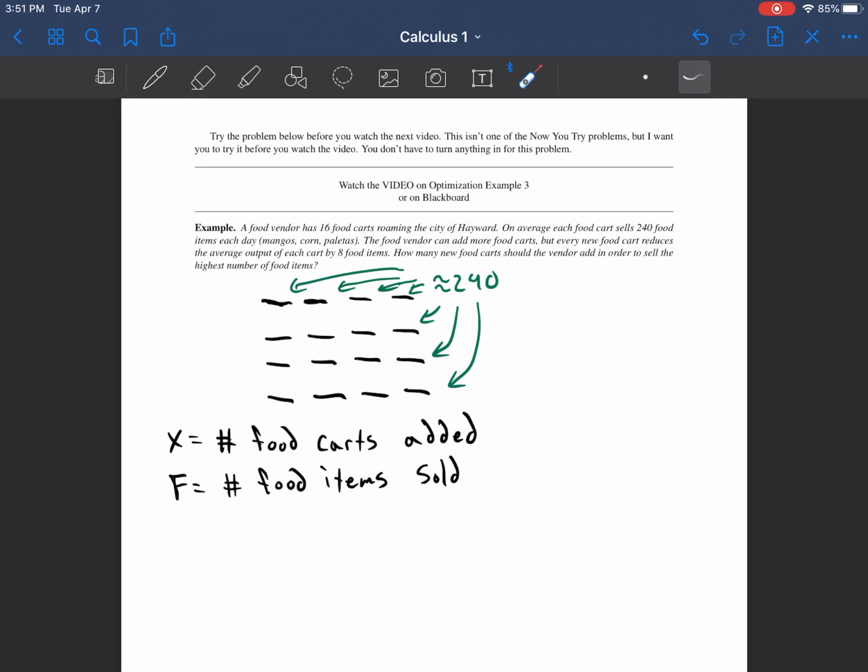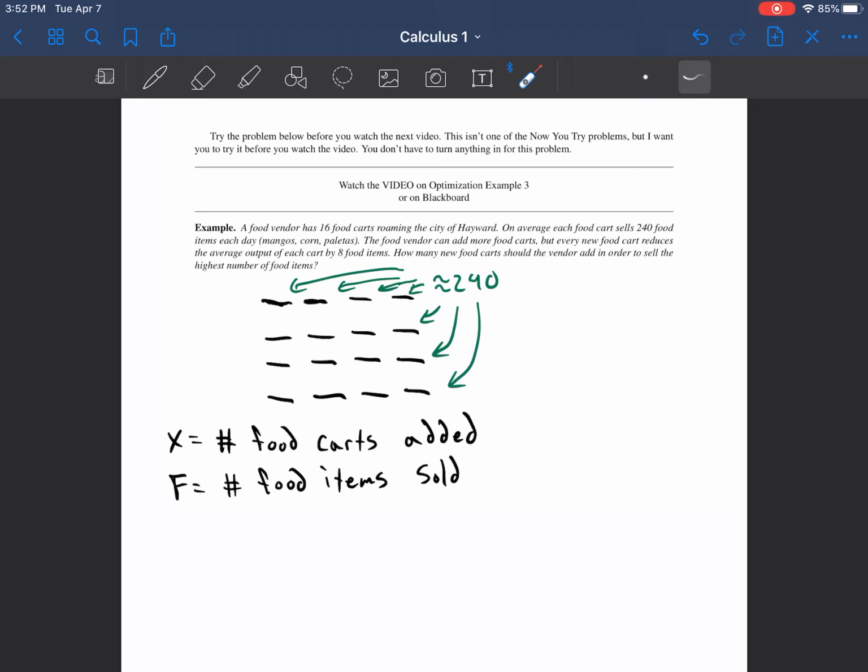I went ahead and drew a picture here. These little lines here, there are 16 of them, 4 by 4. Those are our original 16 food carts. On average, approximately, each one of these will generate 240 food items sold, so some form of food.